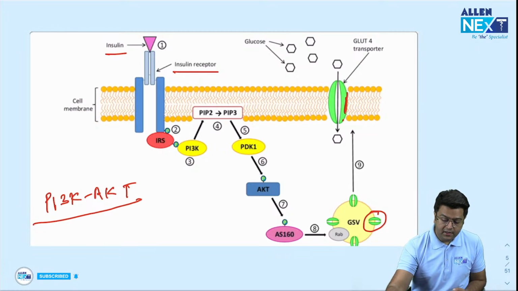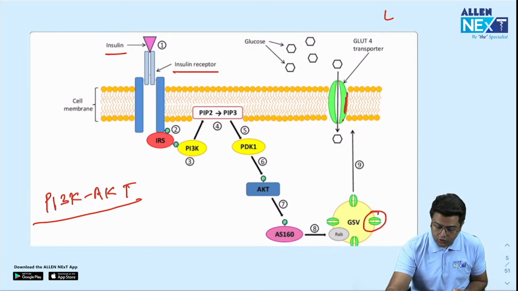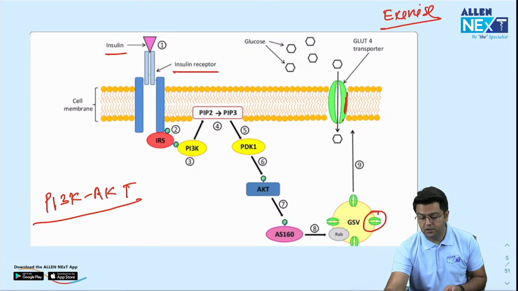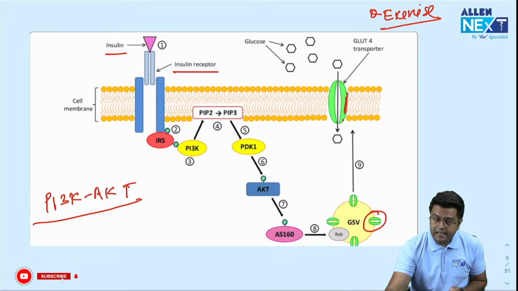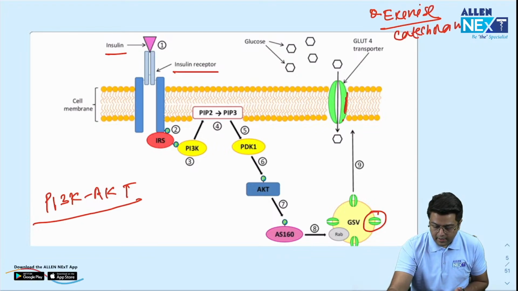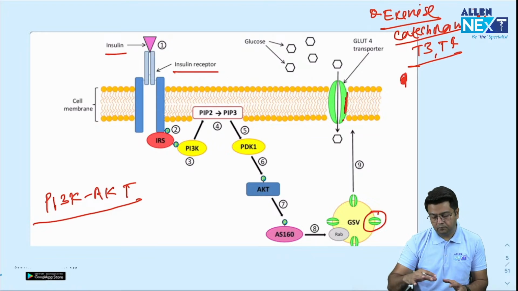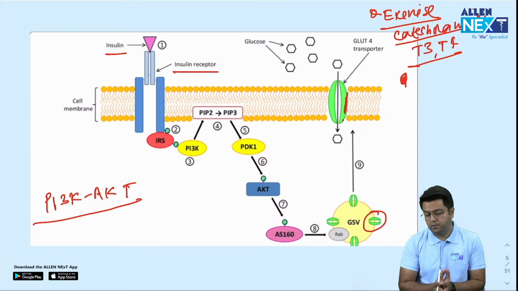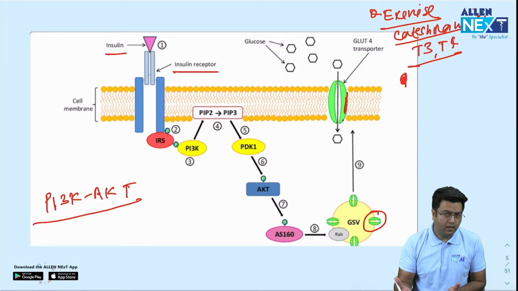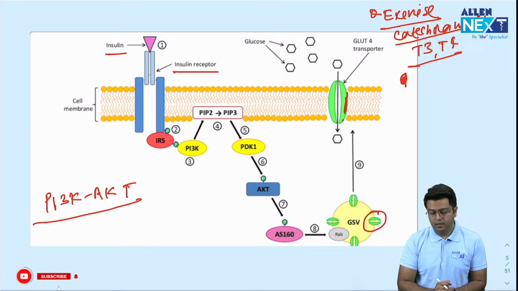What else increases the GLUT4 expression? You should know that exercise also increases the GLUT4 expression, very important. And what else increases it? Catecholamines, okay, then thyroid hormones T3 or T4. And guys, these are various factors which increase the GLUT4 expression on cells, like maybe heart, muscles, or adipose tissue. Clear to all?